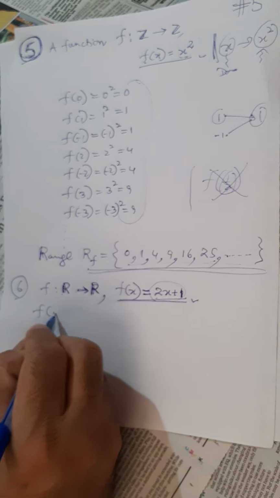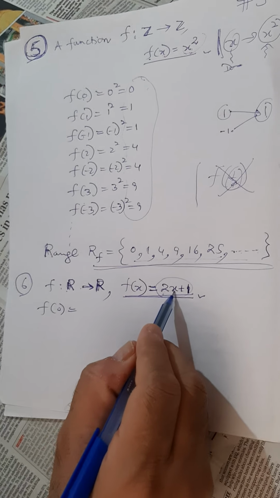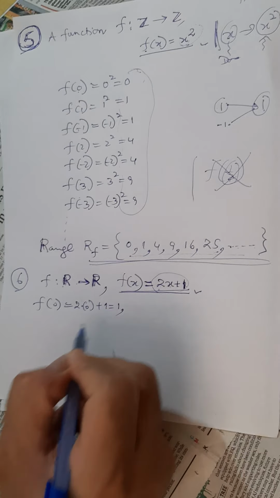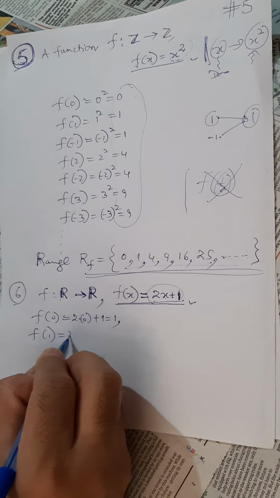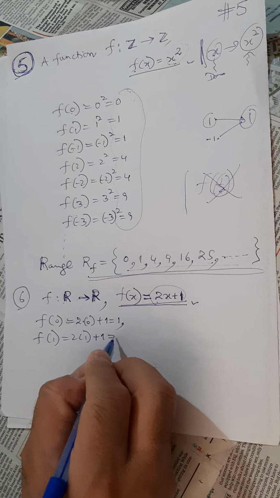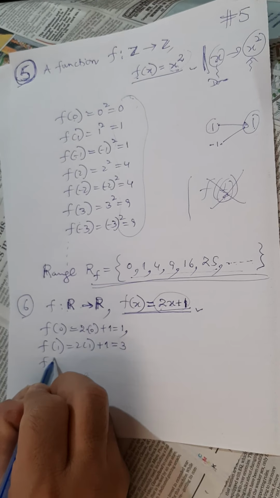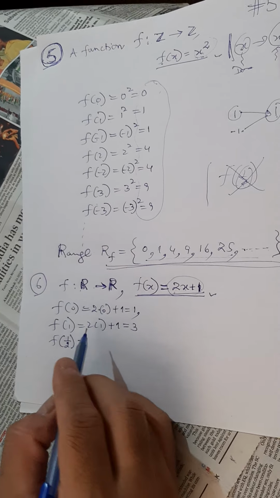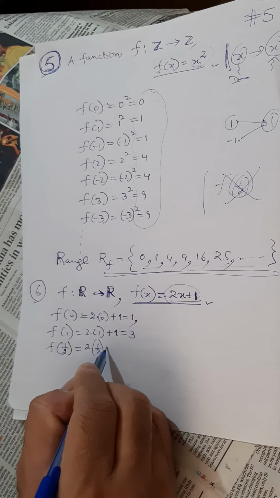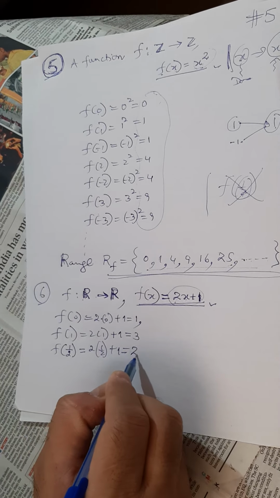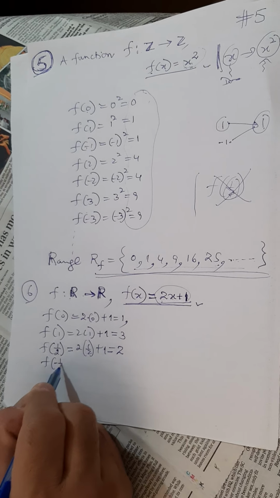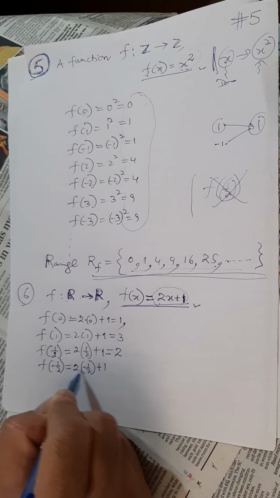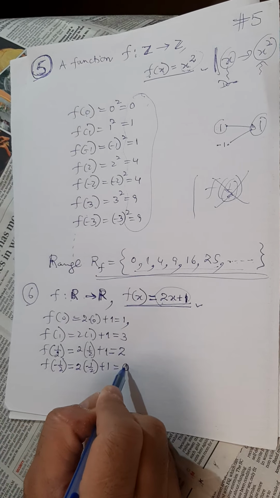So if I take 0 for example, then 2 into 0 plus 1, which gives us 1. If I take 1 here, then 2 into 1 plus 1, so we'll get 3 here. If I take 1 by 2, I can take 1 by 2. Any number, remember, real numbers means all numbers. So 2 into 1 by 2 plus 1. So this gives you 2. If I take, for example, minus 1 by 2, then 2 into minus 1 by 2 plus 1. So this gives us minus 1 plus 1, so 0.